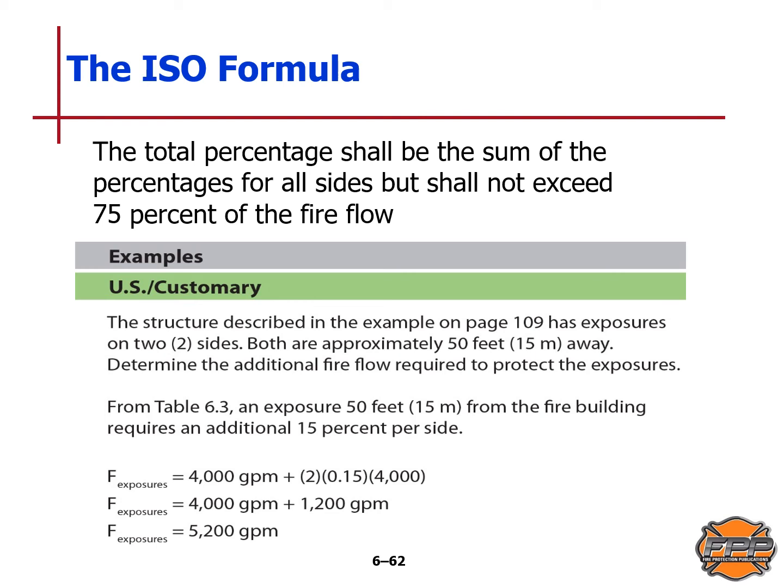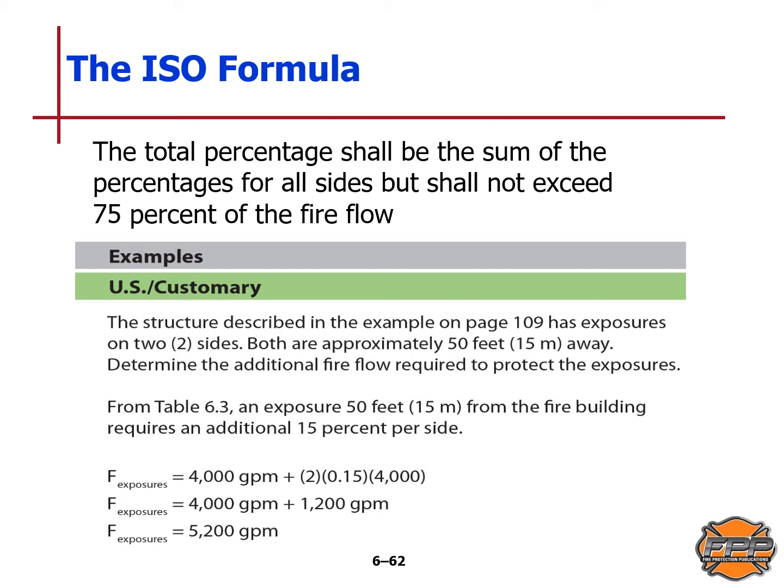So the total percentage will be the sum of the percentages for all sides, but shall not exceed 75% of the fire flow. So what we determined for is established fire flow, and then we said that you may have to increase it by as much as 75% depending on various factors, which we covered in 2 tables. That being exposure and sprinkler protection. But, of course, there are other variables too, type of construction, which goes in your basic formula, etc. So you start to see why this is more precise, but it would be awfully time consuming at the site of a fire, which is why this formula is used in pre-planning.